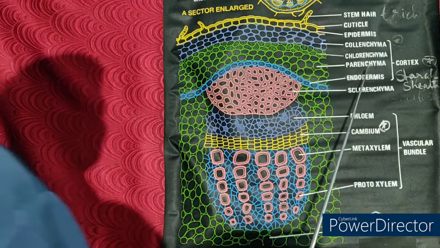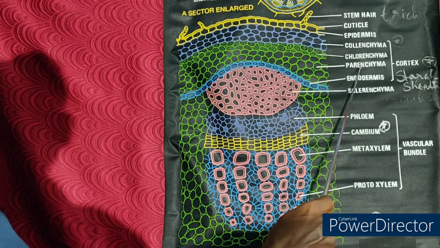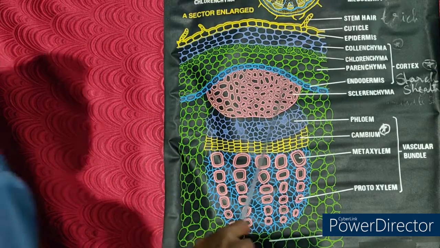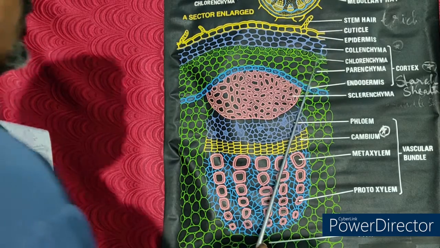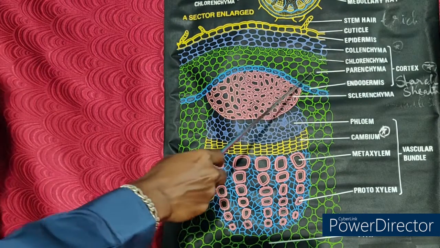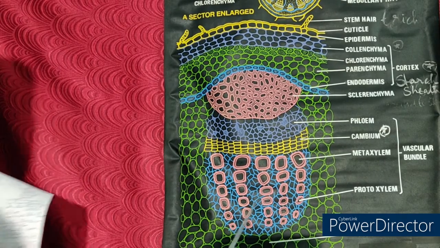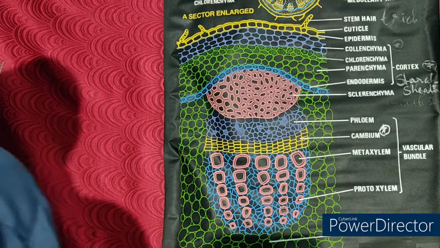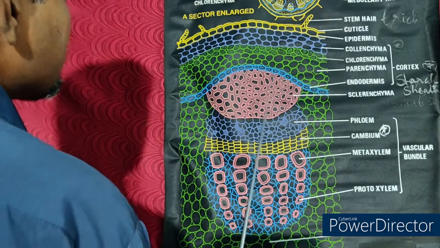And the third layer is parenchyma cells, that is the inner cortex, which is involved in gaseous exchange as well as in food storage. Whenever you come across parenchyma, as I said before, it is involved in food storage. And here also this is involved in food storage. At the same time, to some extent, it is also involved in gaseous exchange.